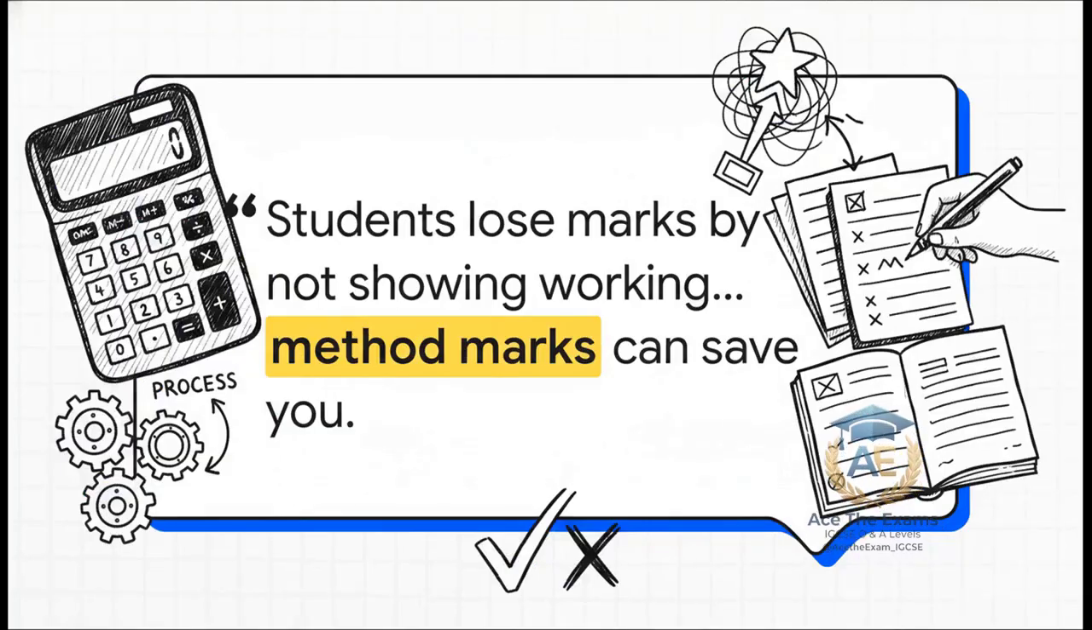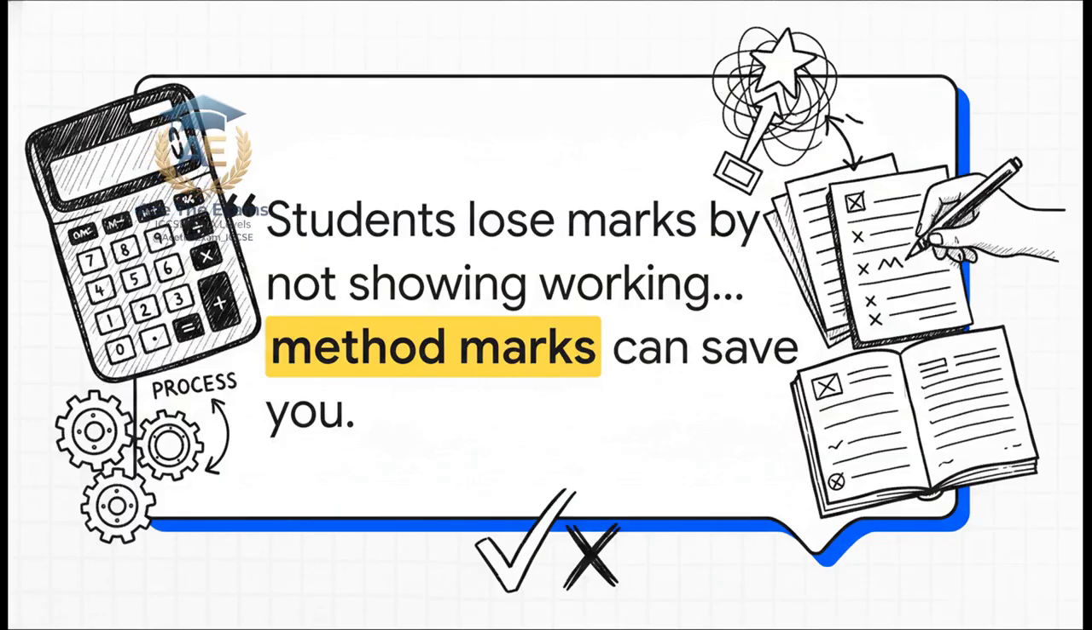Finally, Section 5, the method mark strategy. If you zone out for everything else today, tune in for this one single concept because it is your ultimate safety net. Examiners issue this alert year after year, students lose marks by not showing working. Even if your final answer is wrong, method marks can save you. I literally cannot say this with enough passion. In materials and labor cost accounting, they are awarding you marks for your cognitive process. Skipping your working out because you did the math in your head or maybe scribbled it on a scrap piece of paper is hands down the fastest way to throw away guaranteed marks.